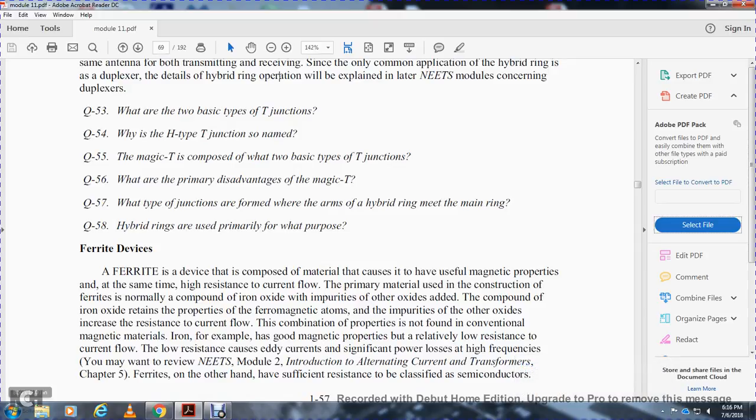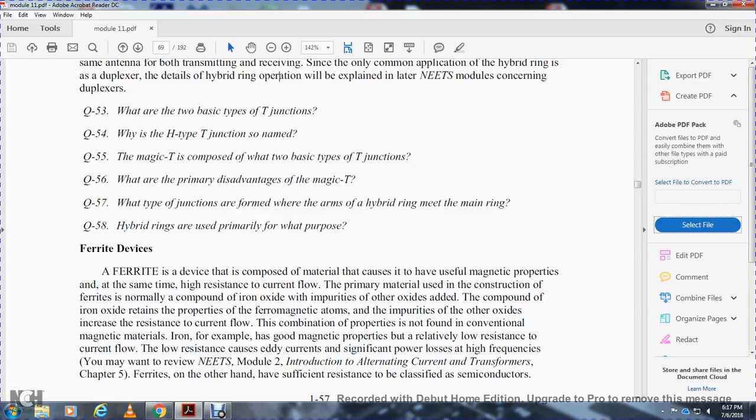The impurities of the other oxides increase the resistance to current flow, a combination of properties not found in conventional magnetic materials. Iron, for example, has good magnetic properties but relatively low resistance. The low resistance allows eddy currents, causing significant power loss at high frequency. You may want to review Neets Module 2, Introduction to Alternating Current and Transformers, Chapter 5.